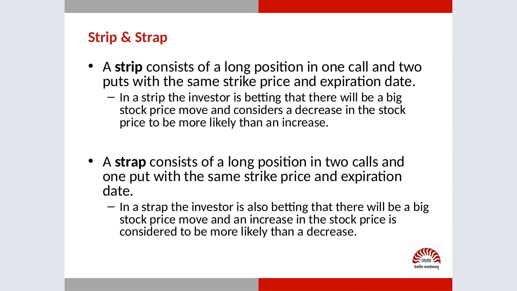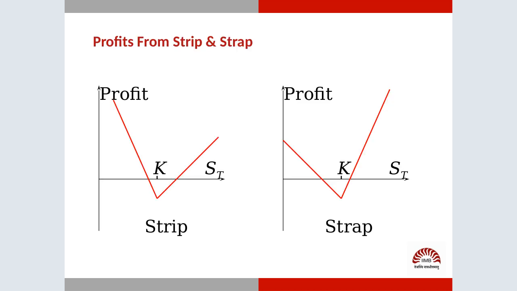Now, in both cases, the investor is betting that there will be a big stock price move and considers that the movement on one side is more than the other, depending on which one he takes. The graph of the corresponding scenario would look like this. In the first case, in the strip, you have two puts and one call, therefore the put side becomes sharper. In the case of a strap, you have two calls and one put, and therefore the call side becomes sharper.